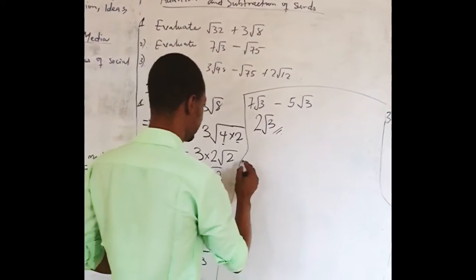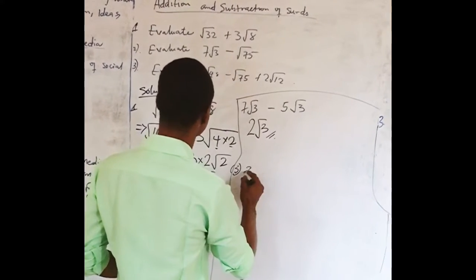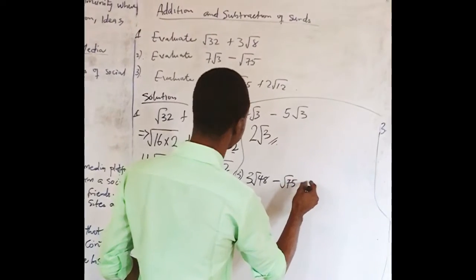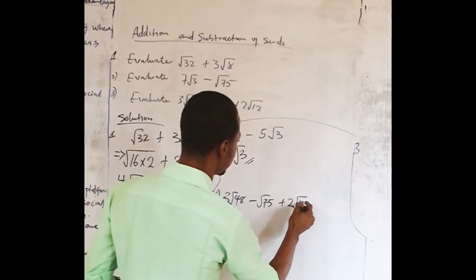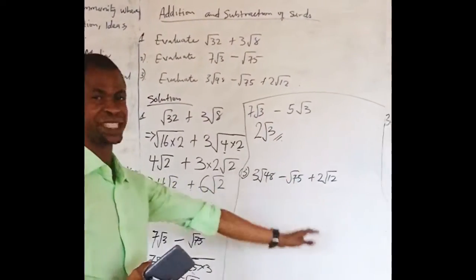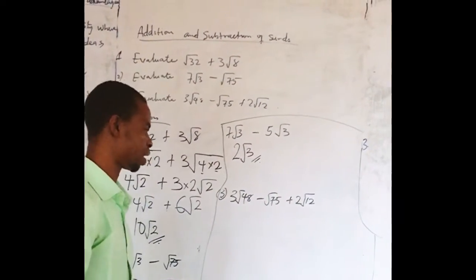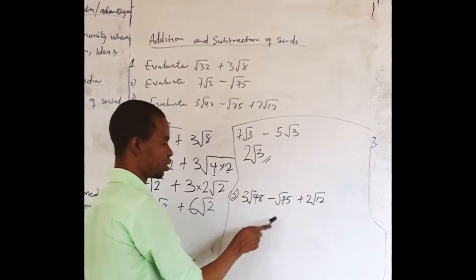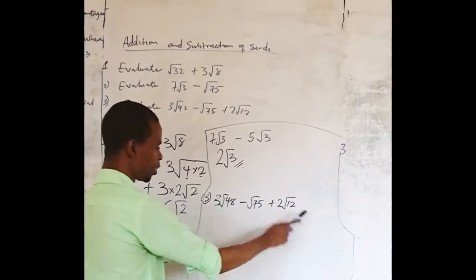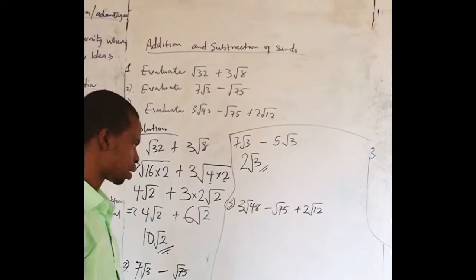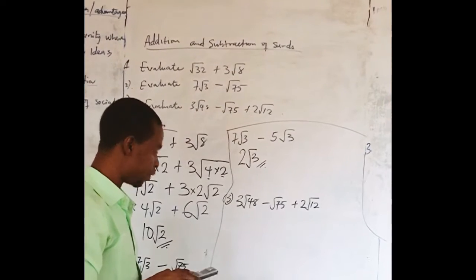And then for number 3 as well, I'm having 3 root 48 minus root 75 plus 2 root 12. Okay? Now I'm having subtraction and addition here. So I'm going to look for 2 numbers that can multiply together that will give me this, and 2 numbers that can multiply together that will give me this, and 2 numbers that can multiply together that will give me this as well. Understand?